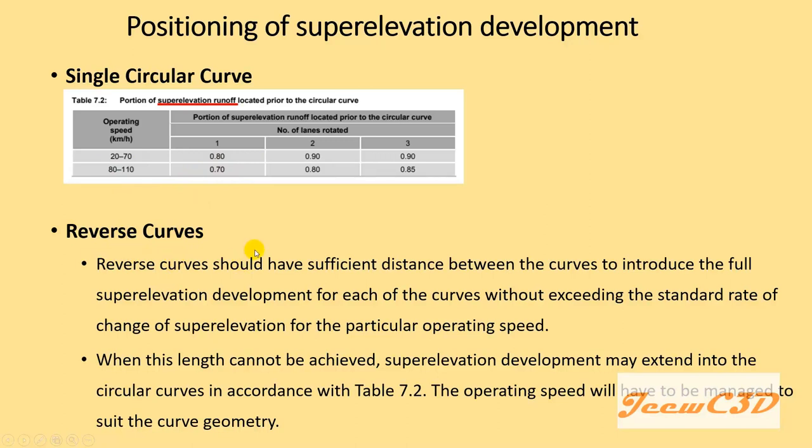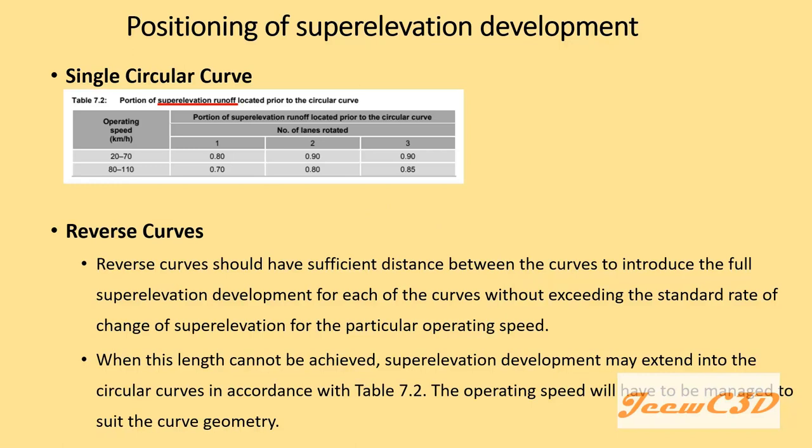Then in terms of reverse curves, it is saying that reverse curves should have sufficient distance between them to introduce full superelevation development for each curve without exceeding the standard rate of changing superelevation for the particular operating speed. This means it is assuming that you have a small tangent in between the reverse curves so that you can apply the superelevation development length. In a reverse curve you don't have a tangent runout section, because you don't have a normal cross pole. It is going from one superelevation to the other superelevation.